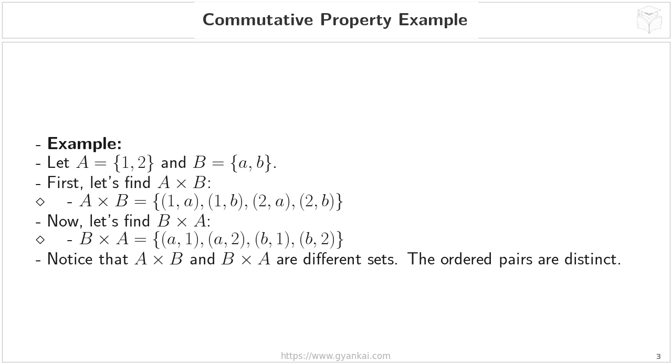Notice carefully that the set A cross B, which is (1, a), (1, b), (2, a), (2, b), is not the same as the set B cross A, which is (a, 1), (a, 2), (b, 1), (b, 2). The ordered pairs are different. This clearly demonstrates that the Cartesian product is not commutative. The order of the sets absolutely matters. This is a crucial point to remember as we move forward, because understanding this non-commutativity will be important when we apply Cartesian products to more complex problems, as we'll see in the upcoming slides.